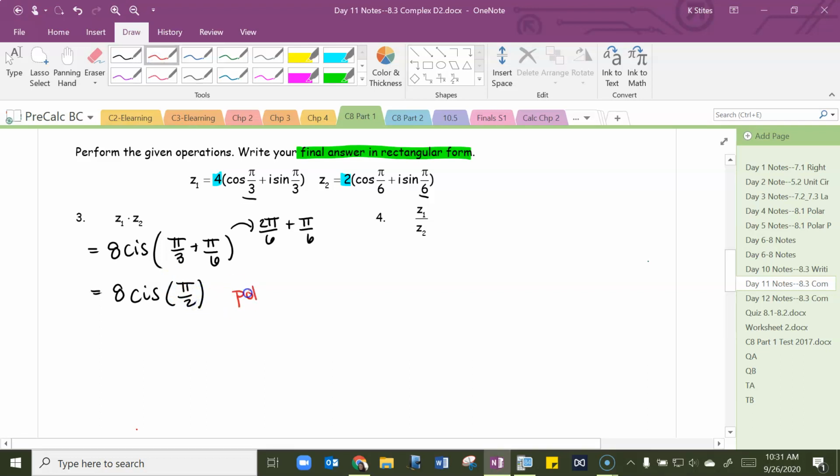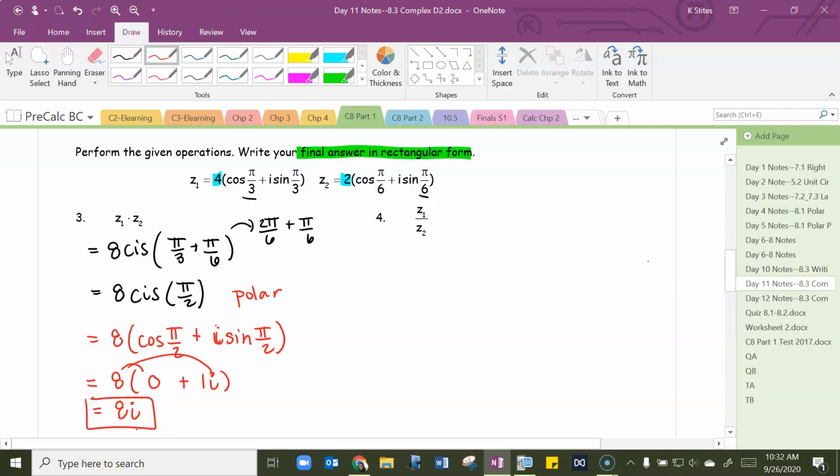This is polar, or complex polar. I want rectangular, so what you are going to have to do now is expand this. 8 cosine pi over 2 plus i sine pi over 2, and now we'll have to go ahead and do our unit circle. Cosine of pi over 2 is 0, sine of pi over 2 is 1. And then distribute, you'll just get 0 plus 8i. So 8i is our answer.